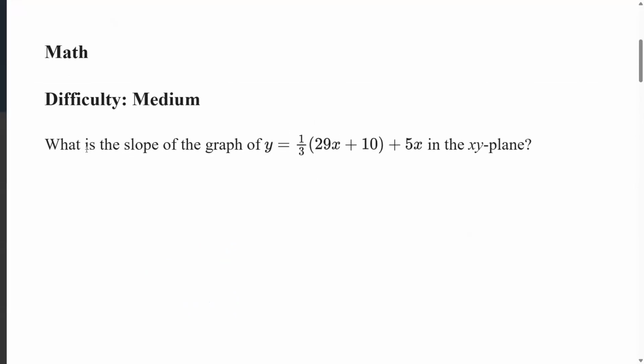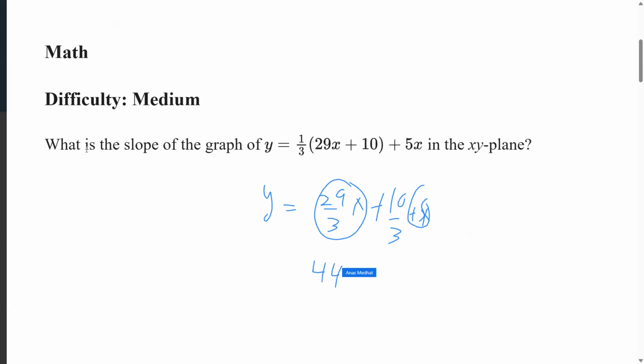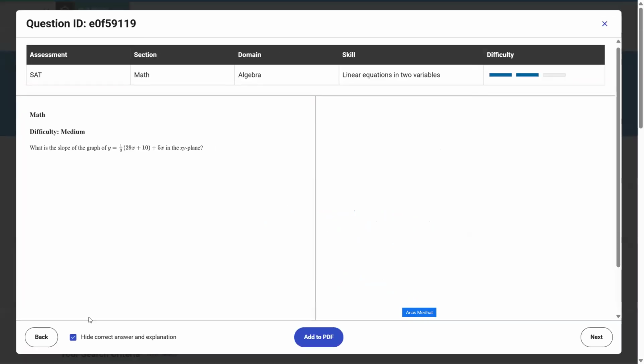That's the slope of the graph. Just start solving. 29 over 3 x plus 10 over 3 plus 5x. Add those two together. It will be 15 plus 29, which is 44x. 44x over 3 plus 10 over 3. So the answer is 44 over 3.